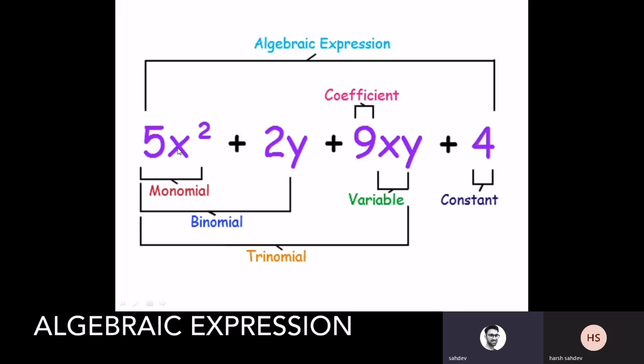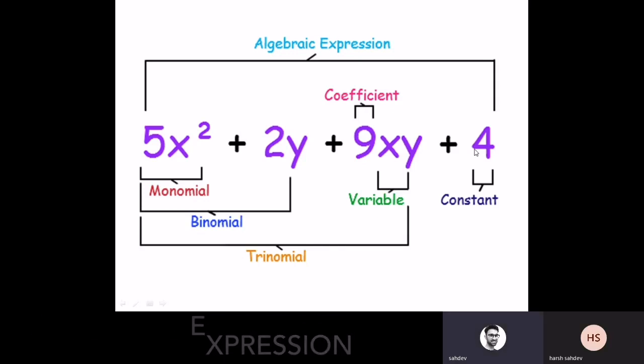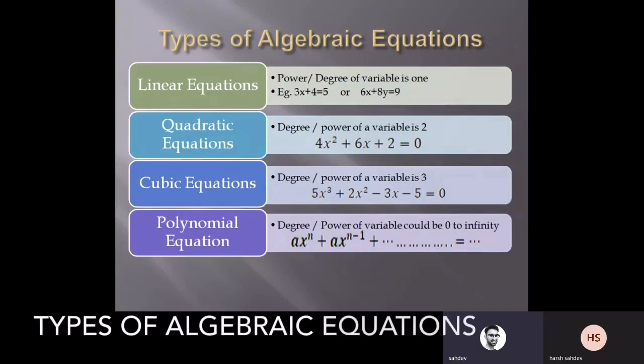Any integer attached to a variable is known as coefficient. This is a variable and this is its degree. This x raised to power 2, the power, is known as degree. This we will call degree in algebraic form. This is also another variable y. This is the coefficient. These are also variables x and y. And this is the constant 4.